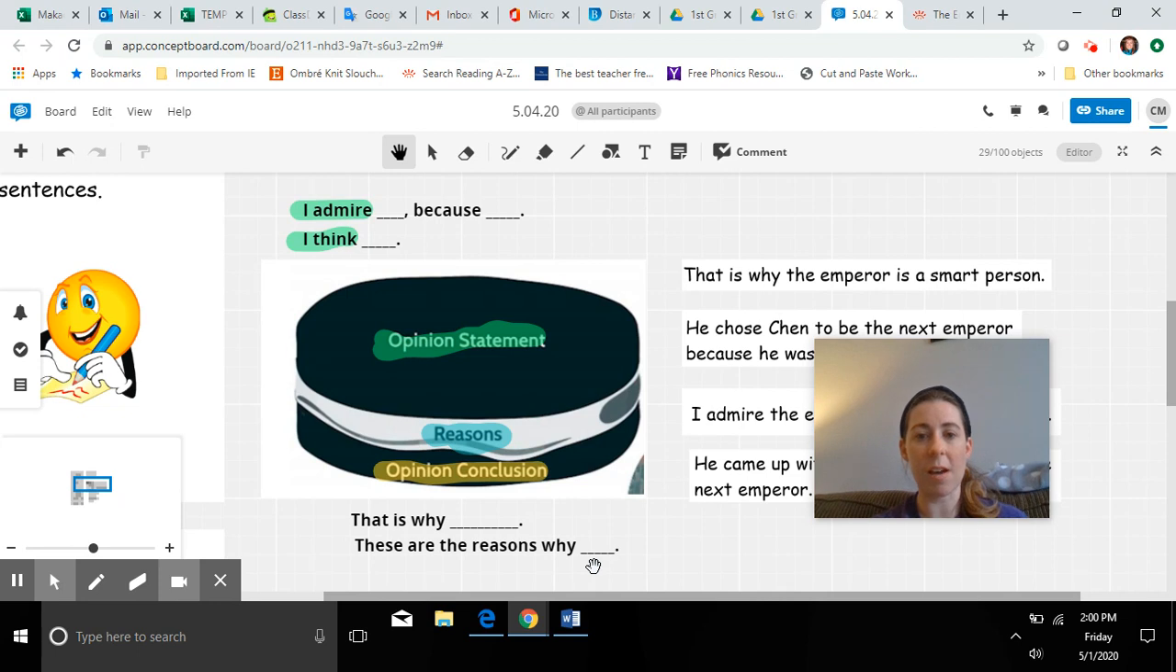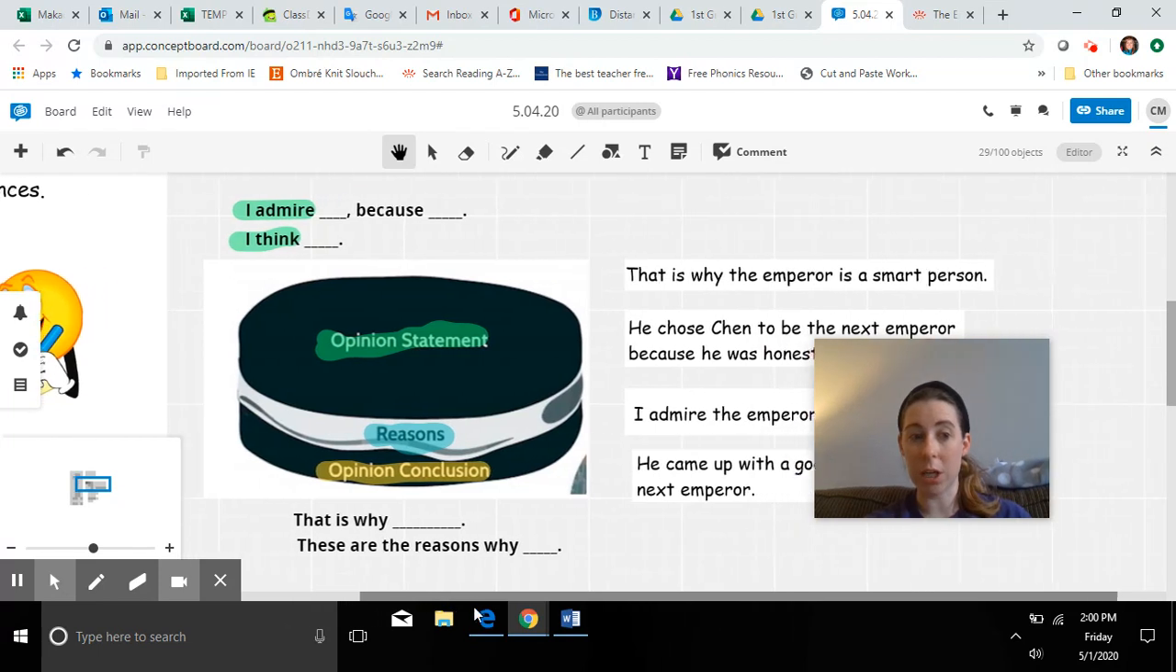Good. Awesome job. What we're going to do today, we said in our objective, we're going to be sorting sentences. So today we are not going to write our own opinion paragraph, but we're going to look at some sentences and put them in order. We're going to look for the opinion statement, 2 reasons, and the conclusion and put them in order. Okay? We're going to do one together about the emperor.